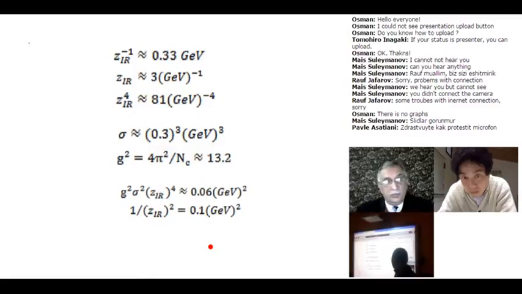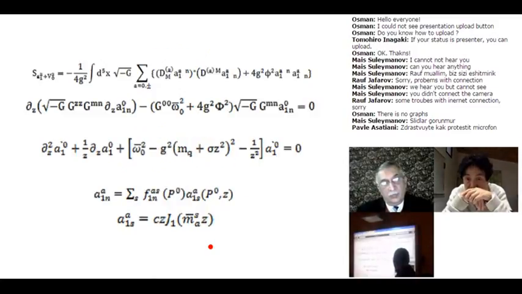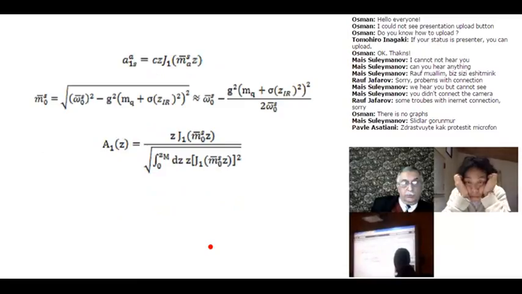We take the values of these terms. We see that one divided by z_IR squared is more than this term. In the equation we see that this term, in fact even at the IR limit, is less than this term. So we can solve it. The solution is again a Bessel function kind of solution, but here we must include the condensate term also, and we can write it approximately.